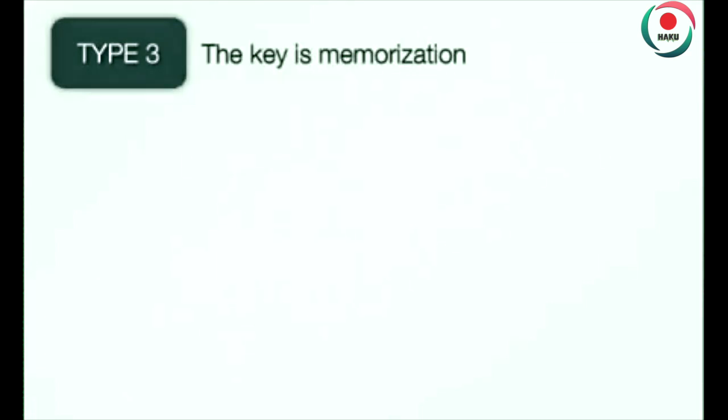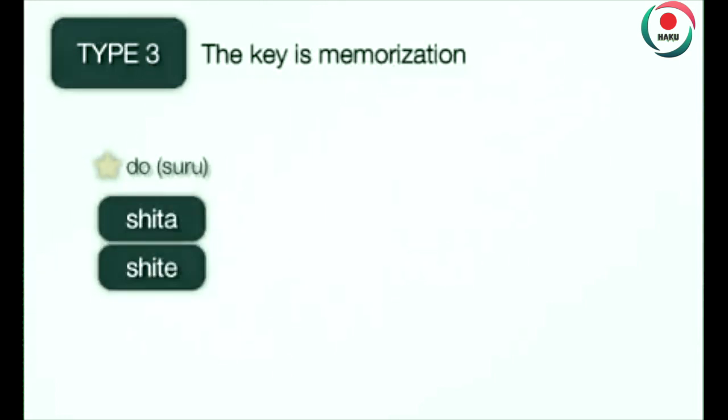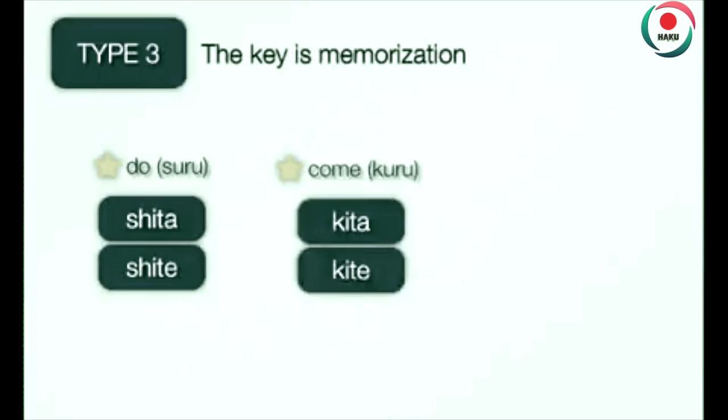Now all we're left with is type 3 verbs. And the key to type 3 verbs last module was memorization, and it's the same here because there are so few exceptions that it's just easier to remember them than it is to make a rule for them. So let's look at the first one, do, which is suru. The ta form is shita, and the te form is shite. And now looking at come, which is kuru, the ta form is kita, and the te form is kite.